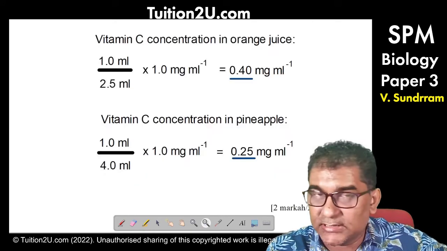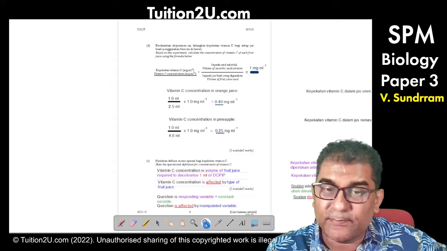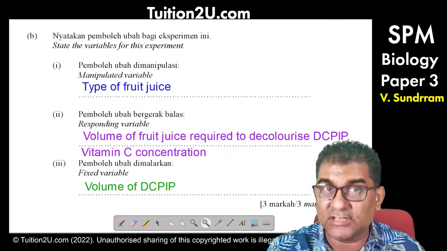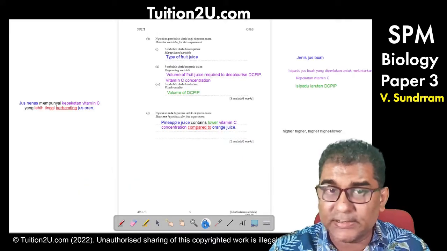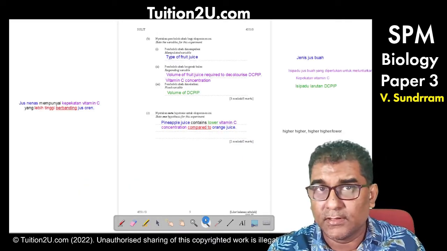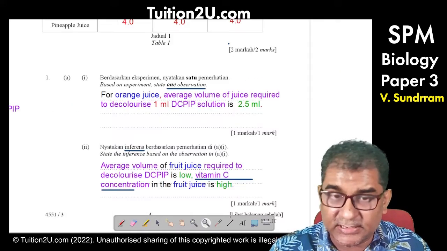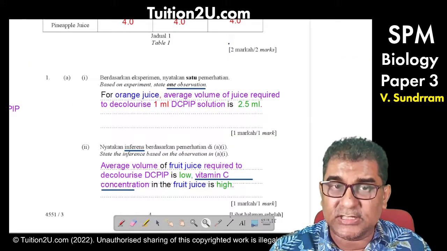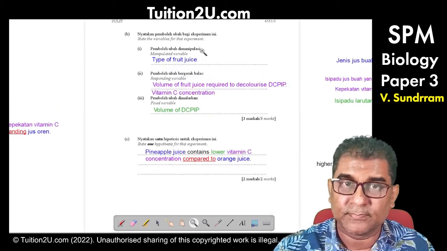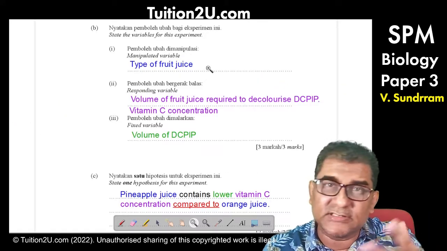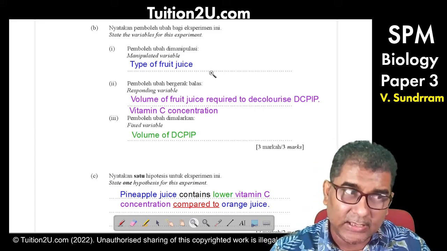Every single answer, make sure you have the manipulated variable, responding variable, and if possible the constant variable. The whole experiment is about variables. If you have the variables in the answer, you can get your full marks. That is what I did. That is why for me this is the most important question: identifying the variables. If I know the variables, generally I can get the full marks.